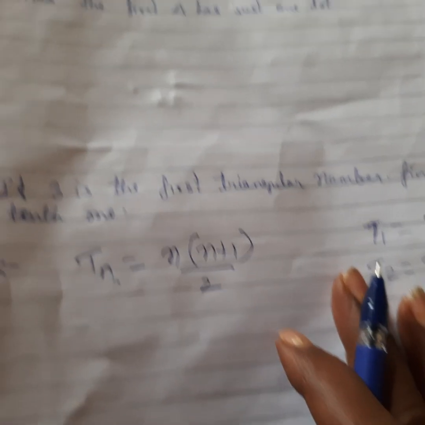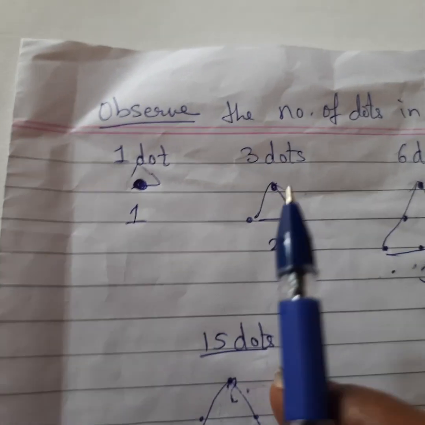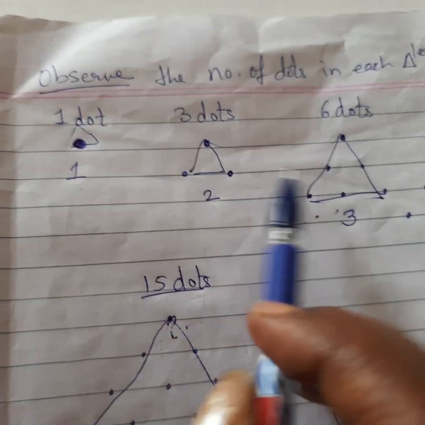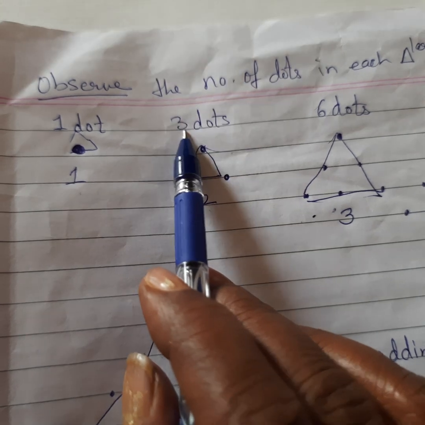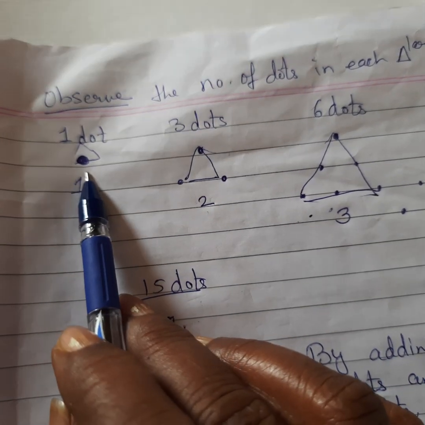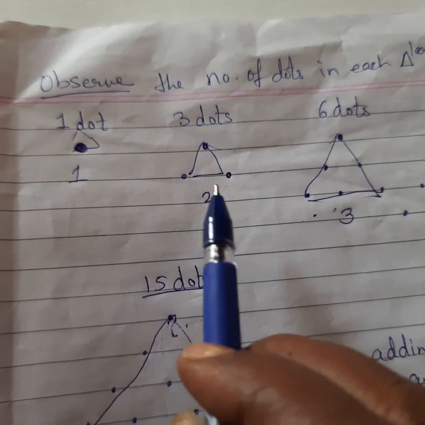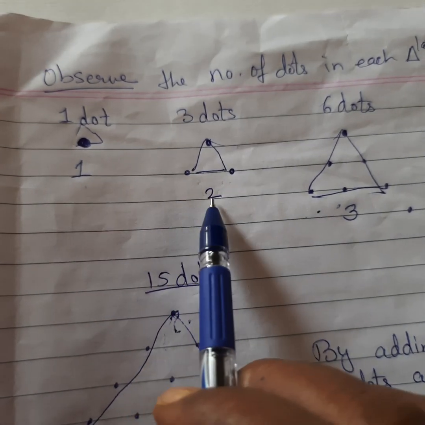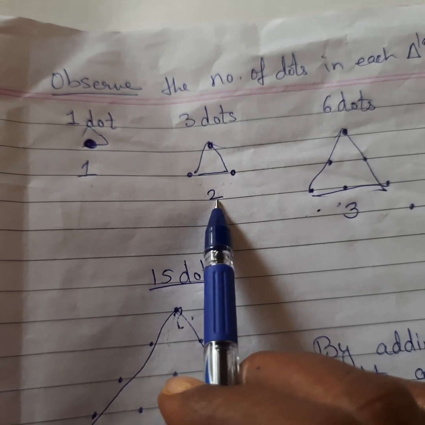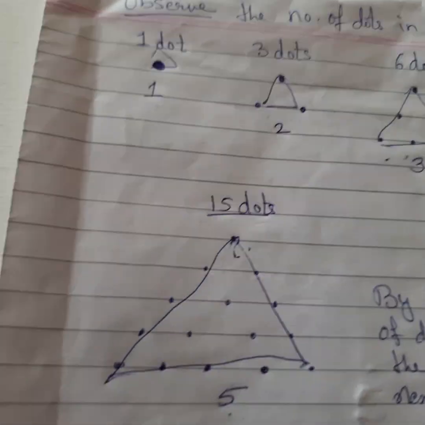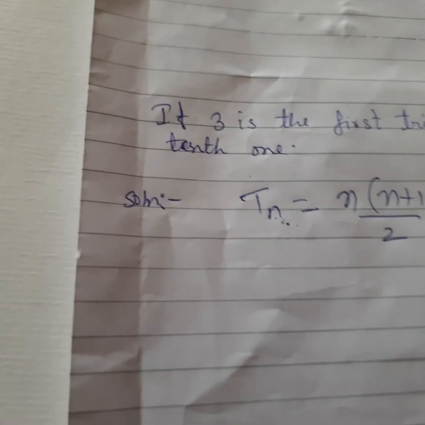Once more I'll show you the dots. See, this is T1, this is T2, this is T3. So T2 is when we get 3 dots. This is the first triangular number, this is the second triangular number. So when they are telling if 3 is the first triangular number, that means our n is equal to 2, children. Correct? In this case, right? Now what further we have to do?